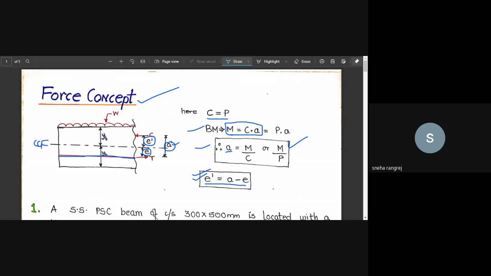So once more. Which thing? This thing or your previous PDF which I had shared? So this thing. Okay.